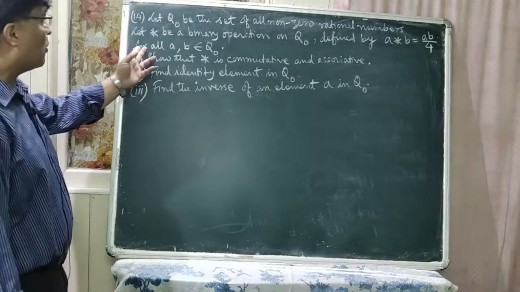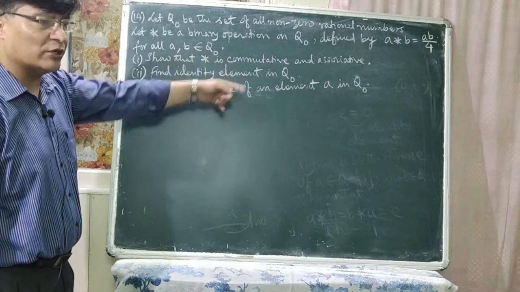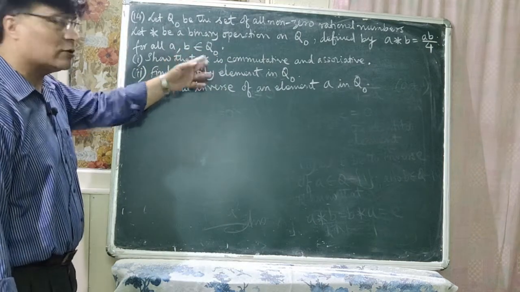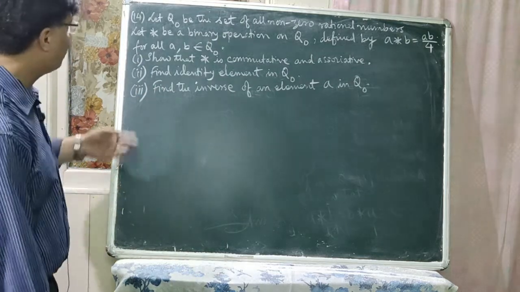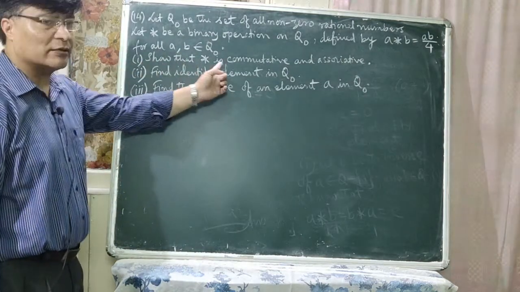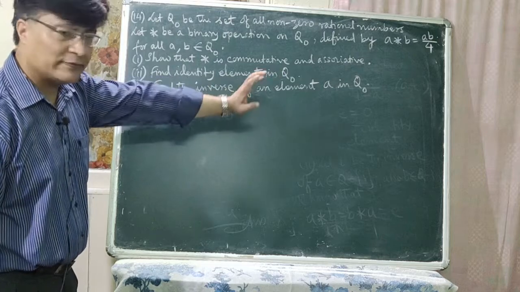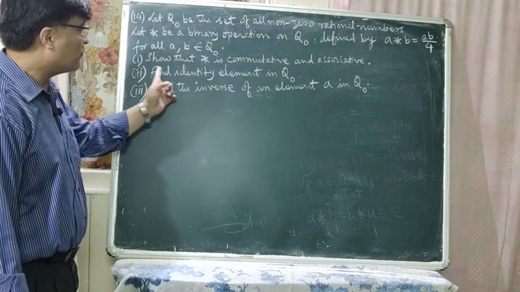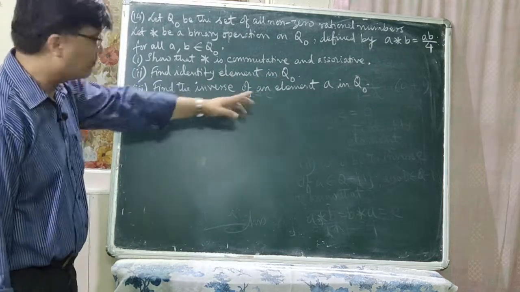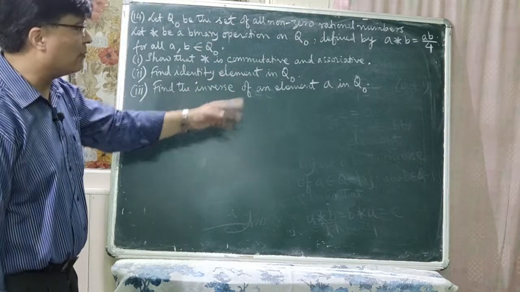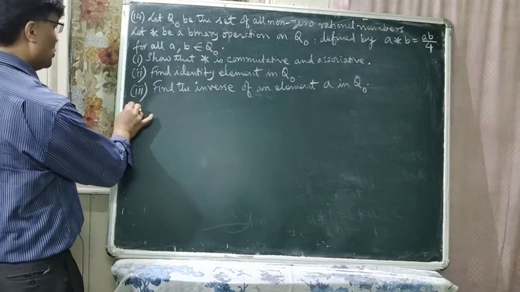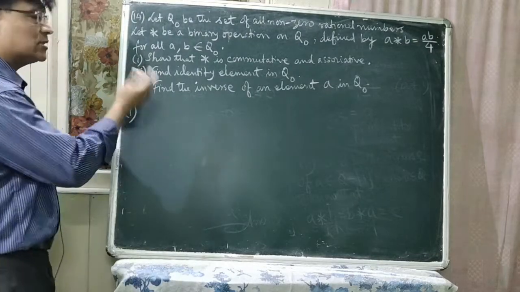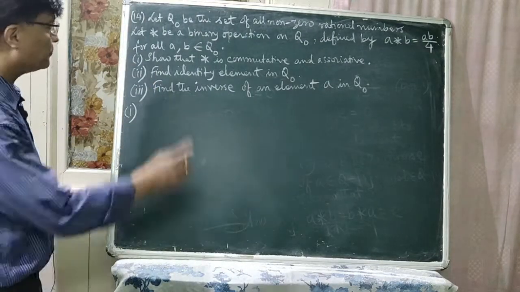For all a, b belonging to Q0, that is, a, b belongs to the set of non-zero rational numbers. Number 1, you have to show that star is commutative as well as associative. Number 2, find the identity element in Q0, and you have to find the inverse of an element a in Q0. So let us show number 1, that is, star is commutative.